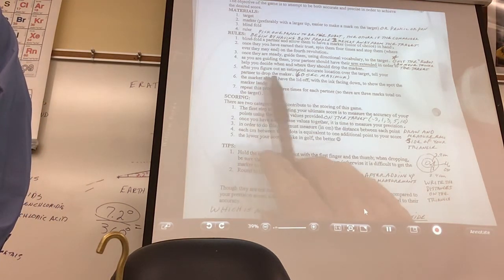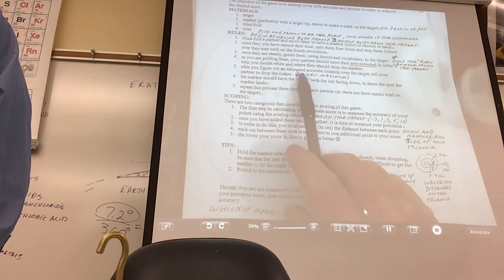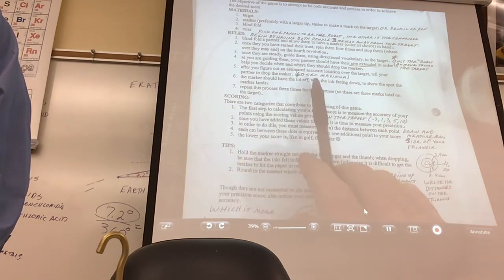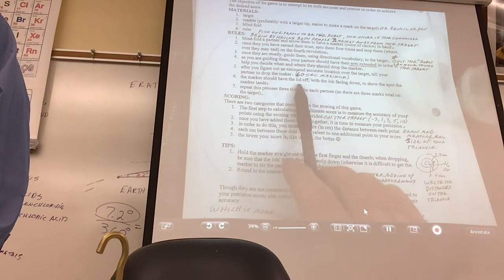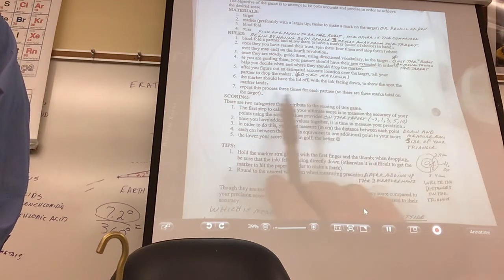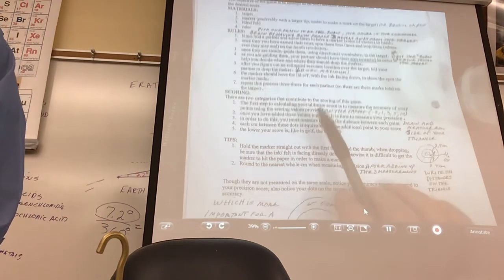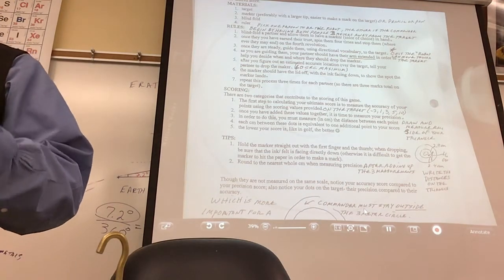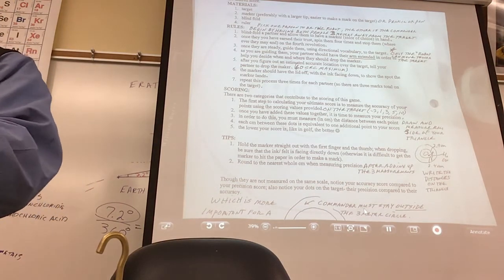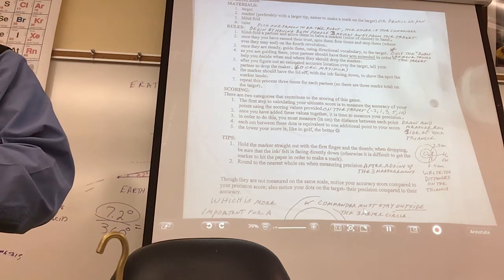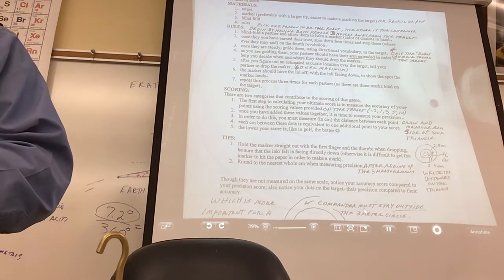Then what you do is, after you figure out, let's see, here. The markers should have the lid off. Yeah, there we go. She wrote that. Repeat this thing 3 times. So you gotta do the same thing 3 times, and then when you bring it back, we'll find out who was a good commander for their robot.